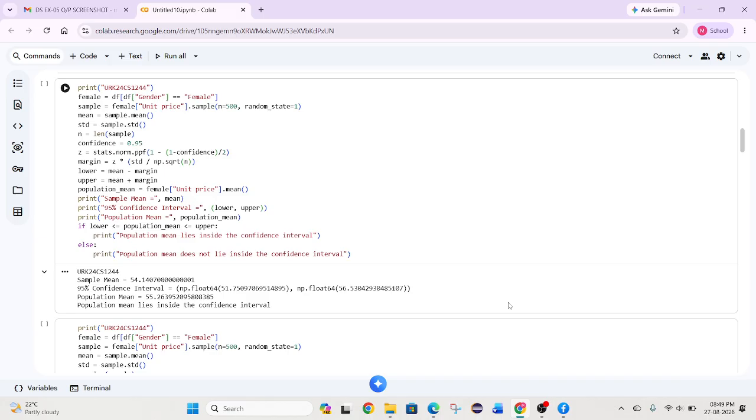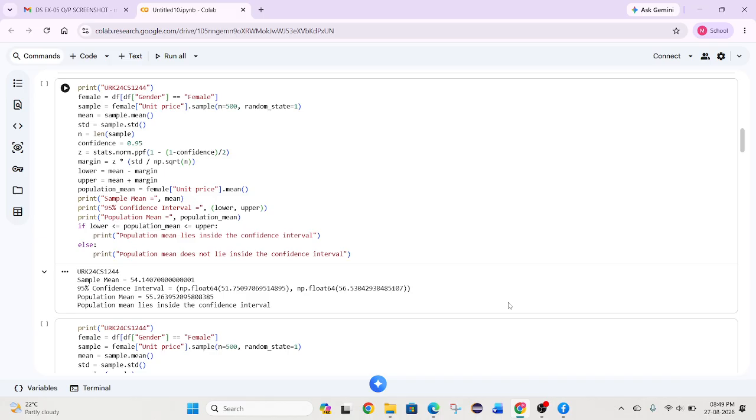Confidence interval is simply a range of values that we use to estimate the population mean. Instead of giving only one value, we give a lower value and an upper value. For example, suppose my confidence interval is from 20 to 25. Instead of saying the population mean is exactly 22, I am giving a range from 20 to 25.